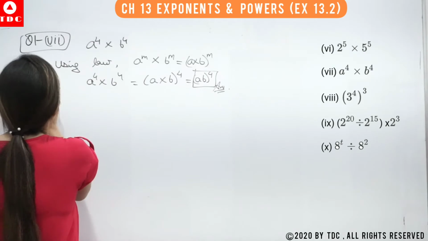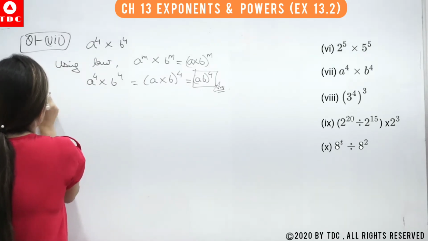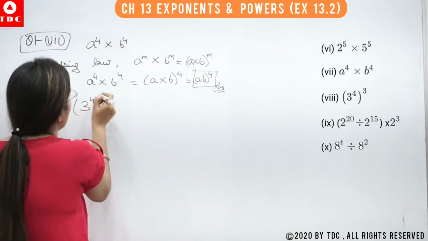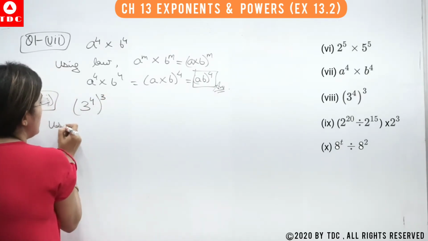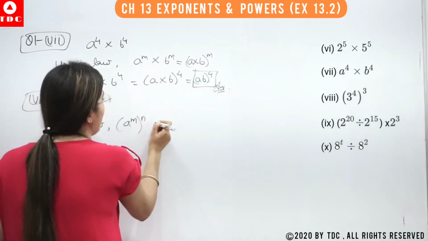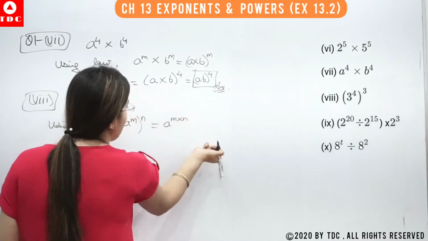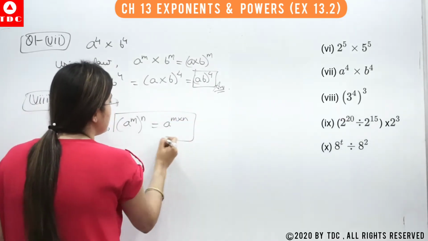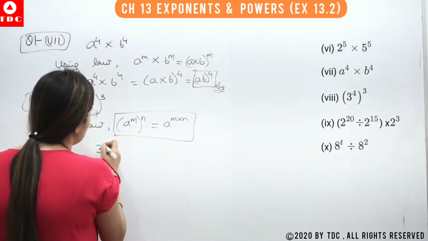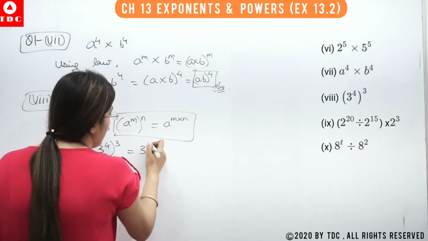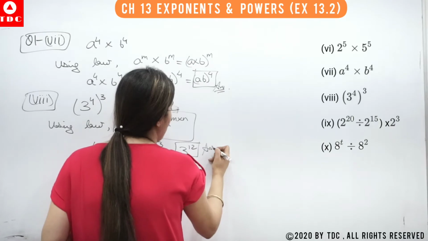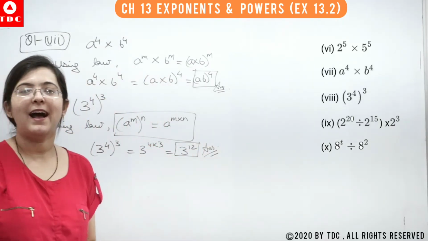Now see the eighth one. The eighth part given in your question is 3 to the power 4 and its power 3. So which law can we use? The third law, that a to the power m and its power n means a to the power m into n. This is the law that we will get. So what we will get here? 3 to the power 4 into 3. The powers will be multiplied. That means 3 to the power 12. This is your final answer.